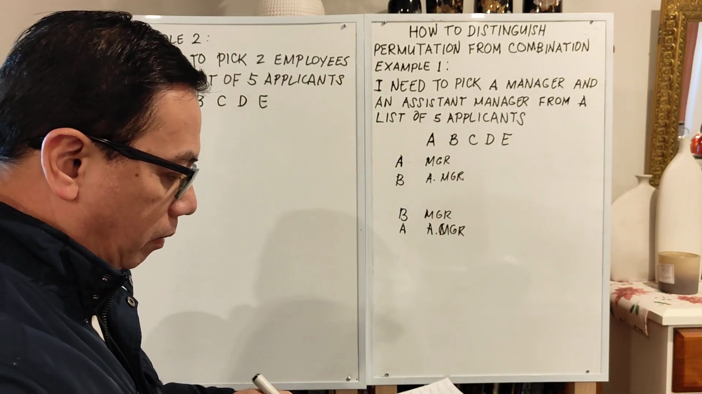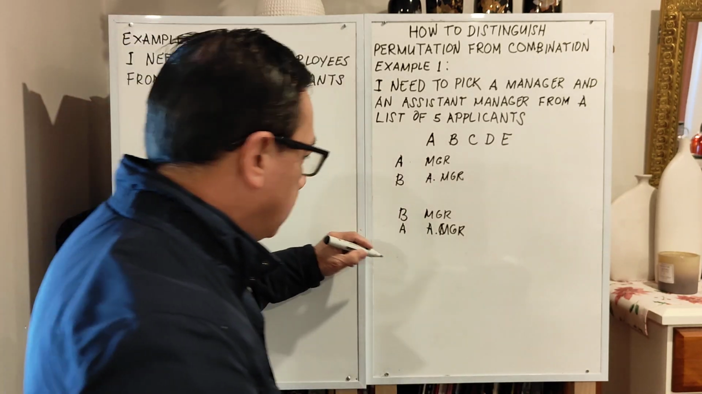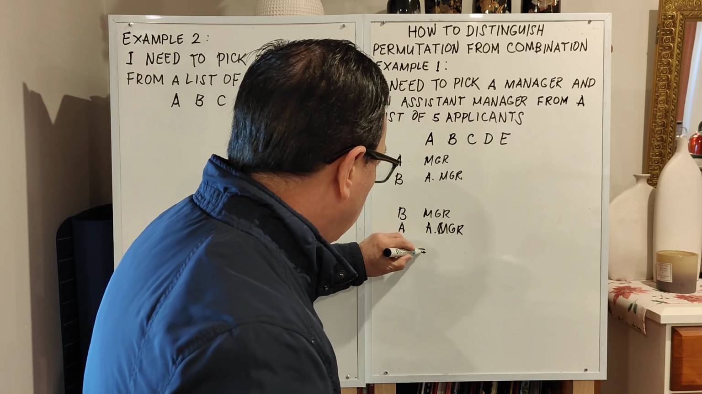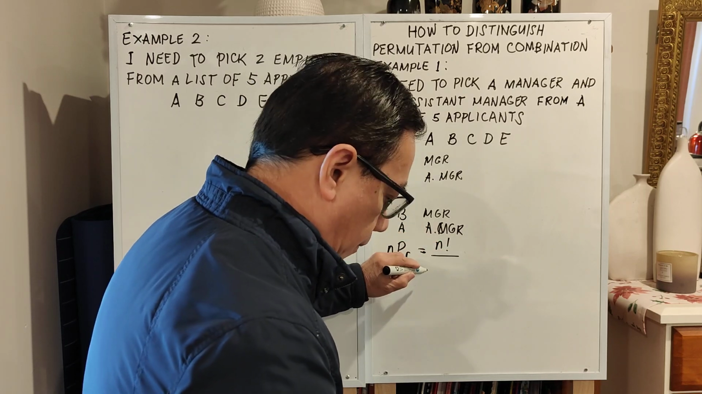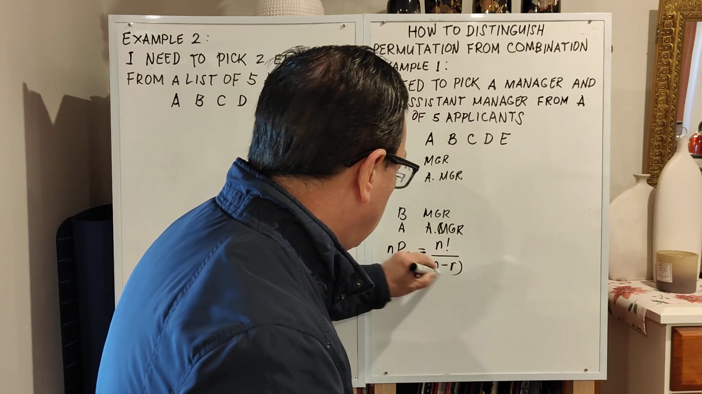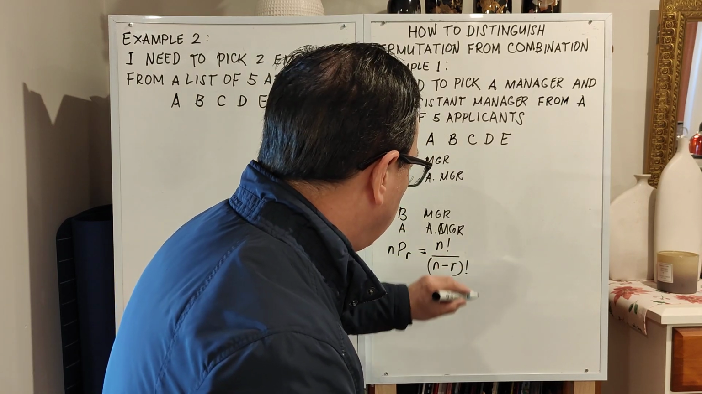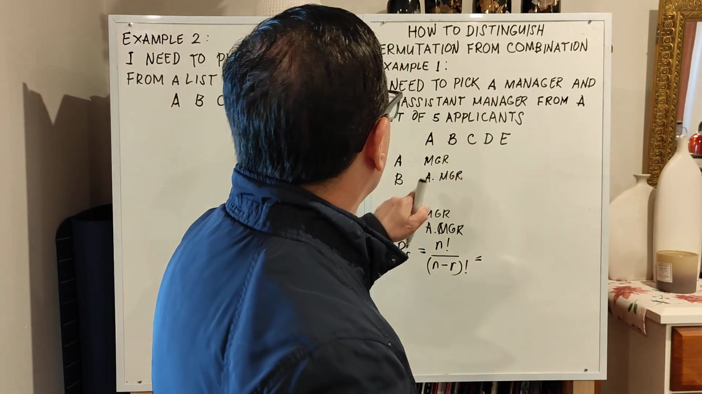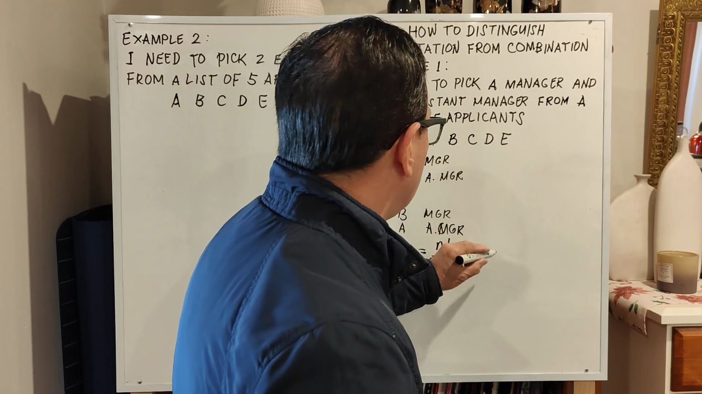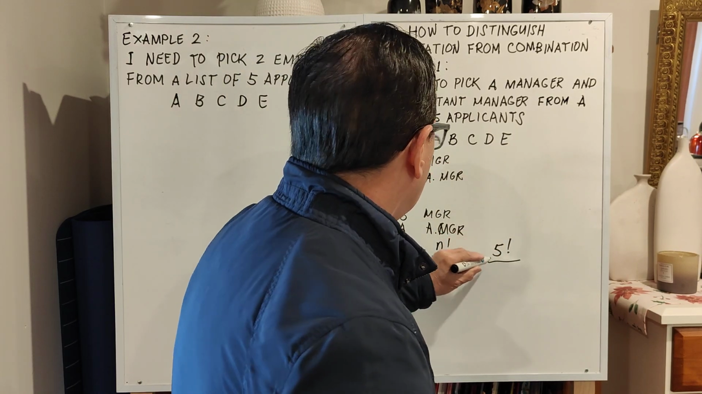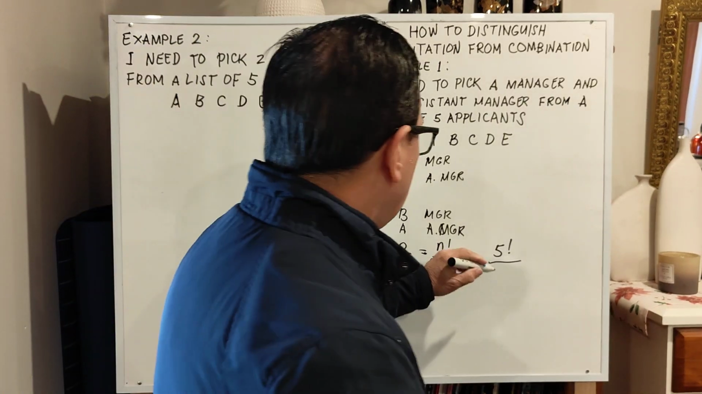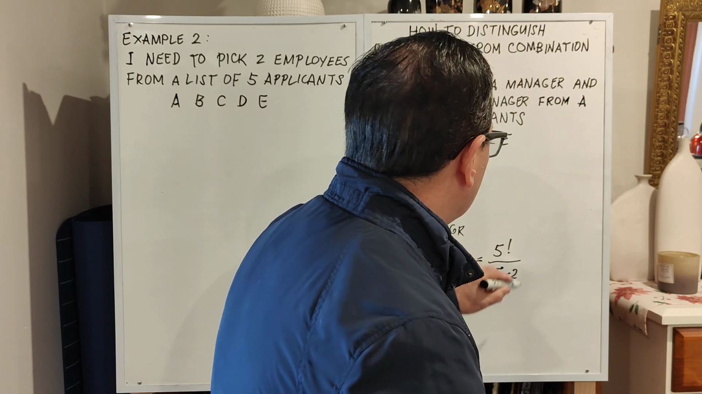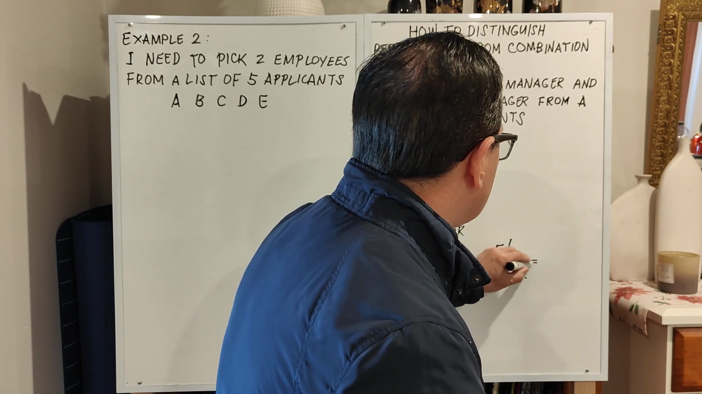Now the formula for permutation is this: nPr is n factorial over n minus r factorial. So we just substitute n is 5 factorial, n minus r, 5 minus 2, 5 minus 2 factorial.